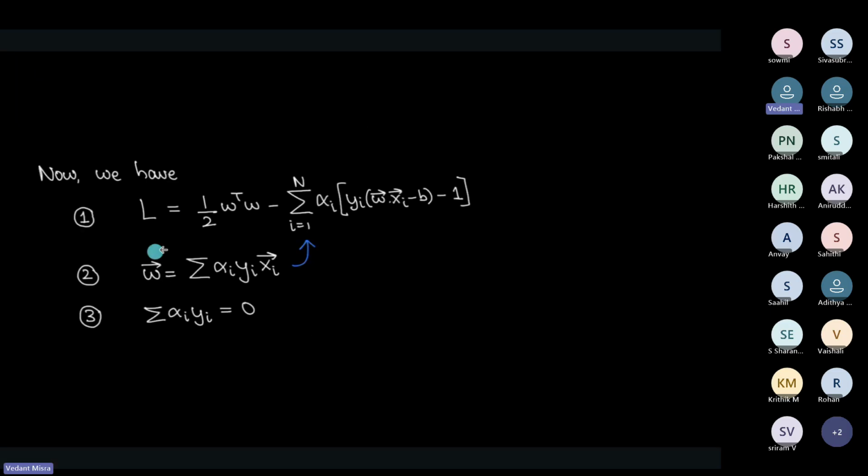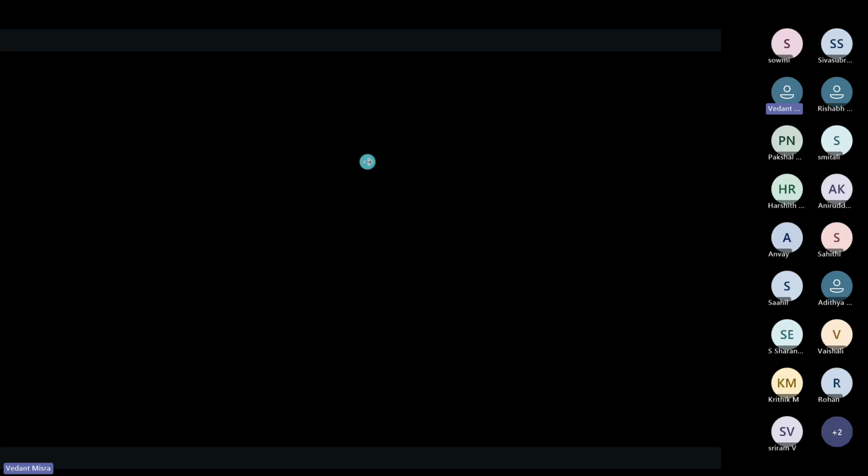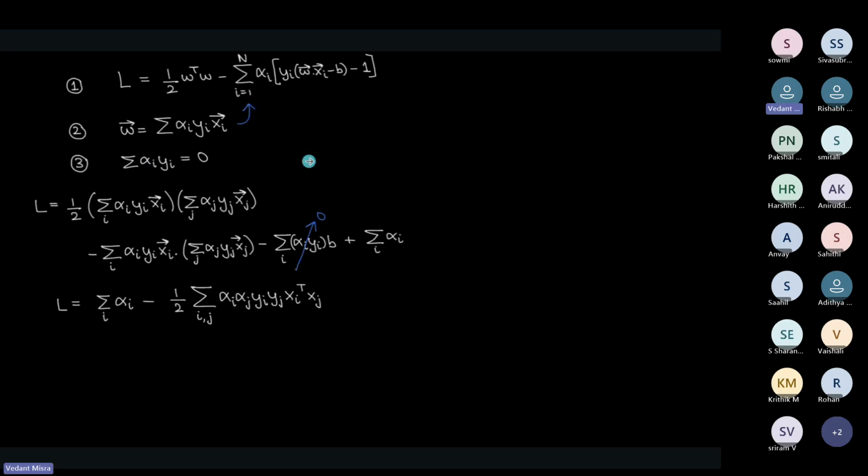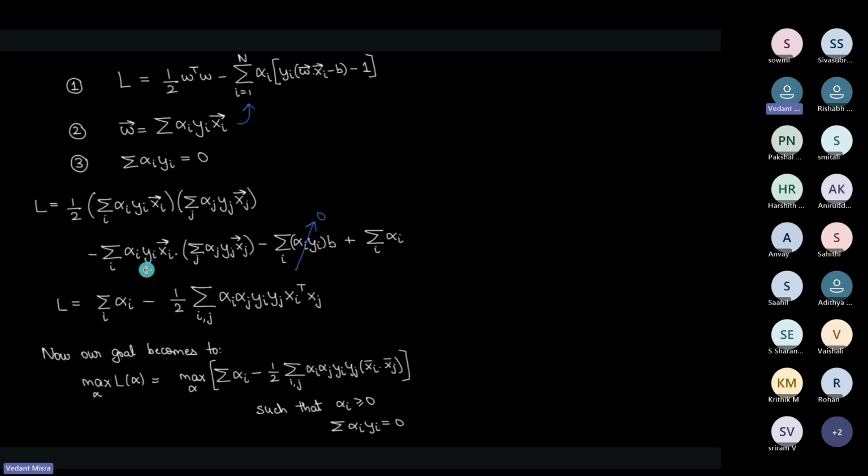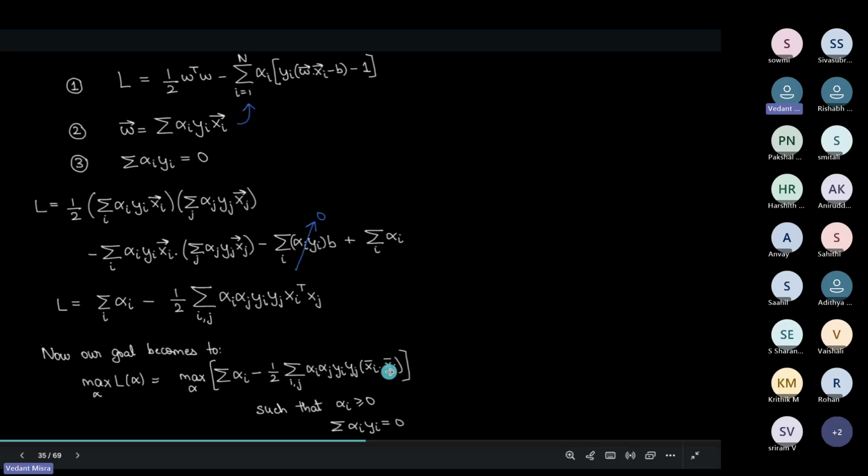Now we have three conditions. We want L to be independent of W and B. So we use these two equations in this expression to remove W and B. Doing some algebra, we finally came up with this. This thing is called the dual. It's again an optimization task, but now we're simply optimizing over all of alpha.